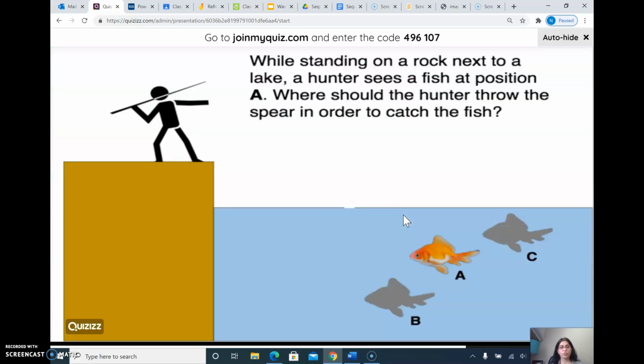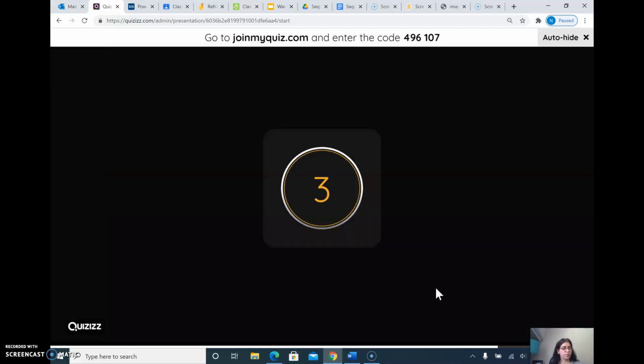Now I have a question for you guys. While standing on a rock next to the lake, a hunter sees a fish at position A. Where should the hunter throw the spear in order to catch the fish? So where should he throw? Here, here, or here? Let's see in the next question.